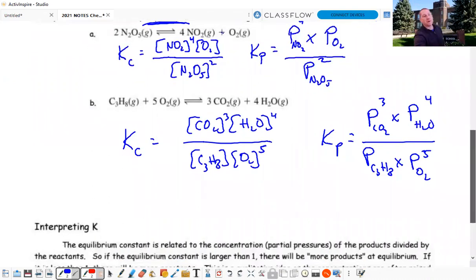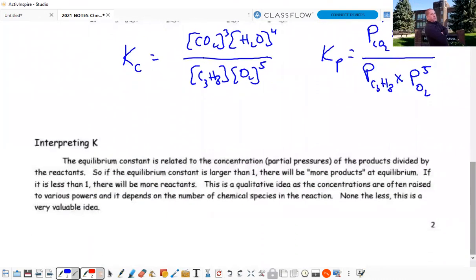All right, so what are we doing with K? So we're going to do some things to K. Today we're going to look at what happens when you manipulate the equations. If you reverse it or you have to multiply it by a coefficient like we did with Hess's law, it's different when you're doing K values. The equilibrium constant is related to the concentration or partial pressures of the products divided by the reactants.